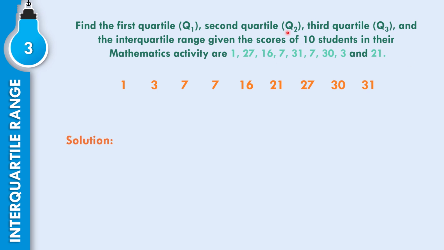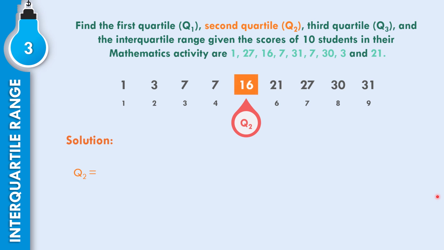First, we need to identify the Q2, or the second quartile. So let us find the median. So we have the numbers from 1 to 9. If we count, that is 1 to 9. So the middle is in the fifth position. So Q2 is equal to 16. So it means this is the lower half and then the upper half. So Q2 is equal to 16.